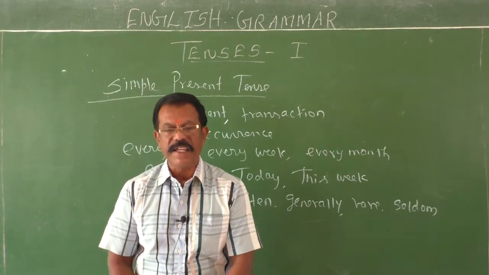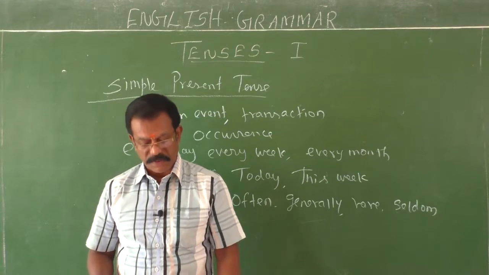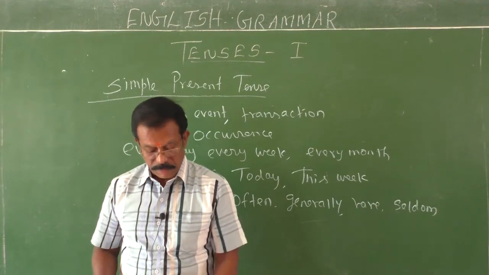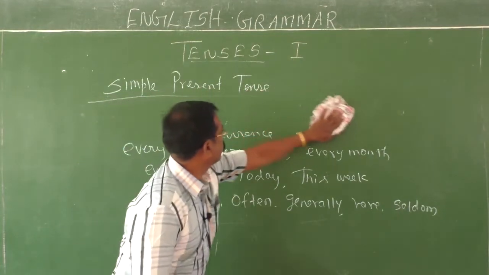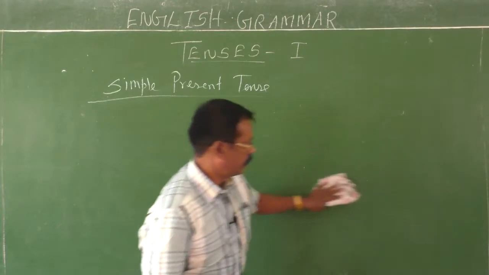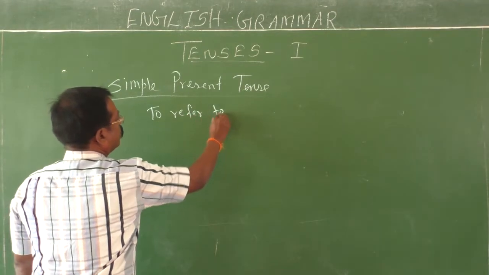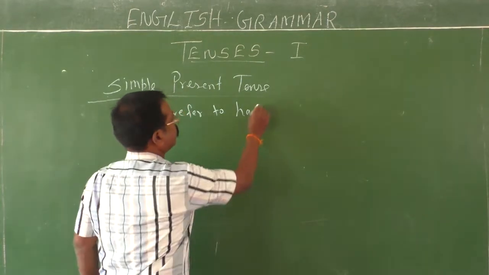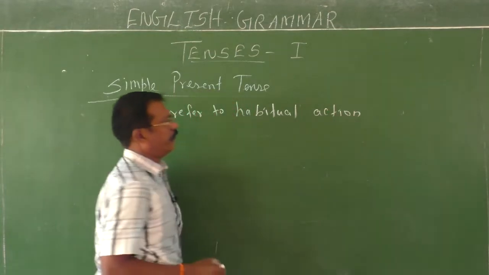Okay, fine. Where can we use this present tense? The uses of present tense are many. We can use present tense in many places. So, let me explain one by one. See, this is where we can use these present tenses. To refer to habitual action, we use this present tense.